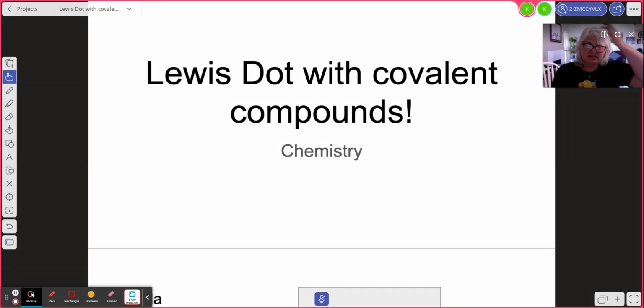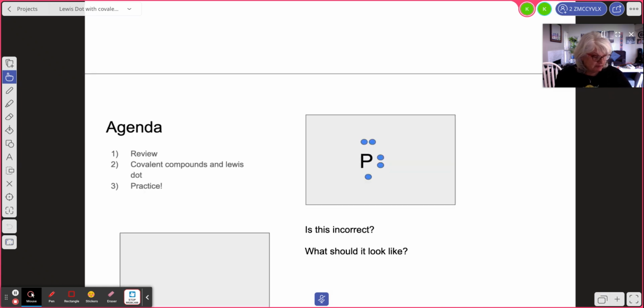Everybody, today we're going to be talking about how to draw Lewis dot structures with covalent compounds. We've already talked a little bit about all the different types of bonds, and today we're going to draw them. So let's do just a little bit of review.